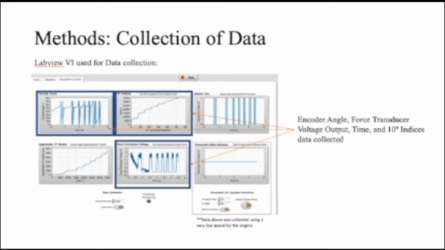For each experiment, a LabVIEW VI was used for data collection. The important variables that were collected were the encoder angle, force transducer voltage output, time, and 10-degree indices. The relationship between these variables helped us with future calculations.